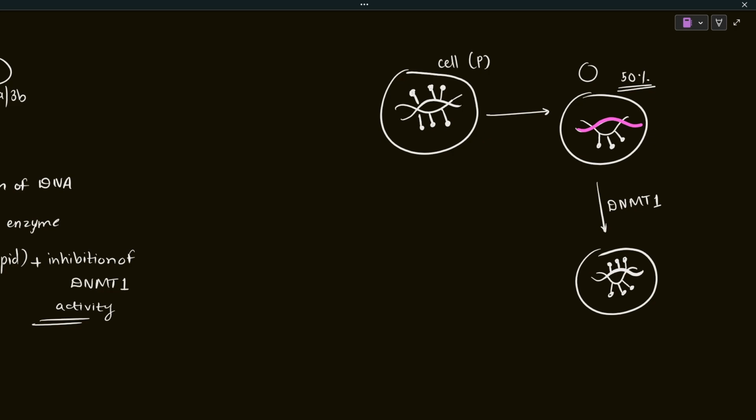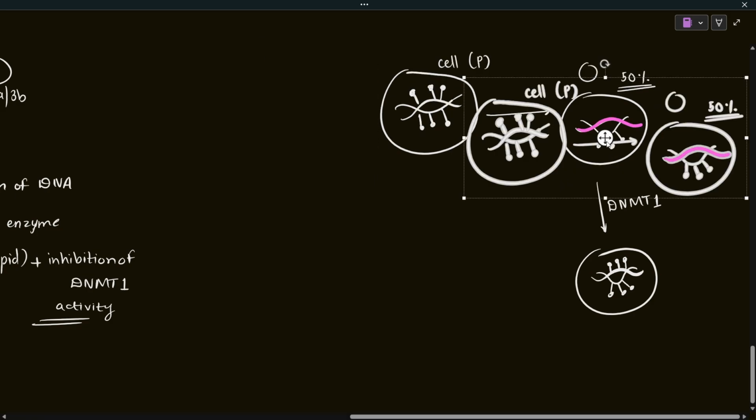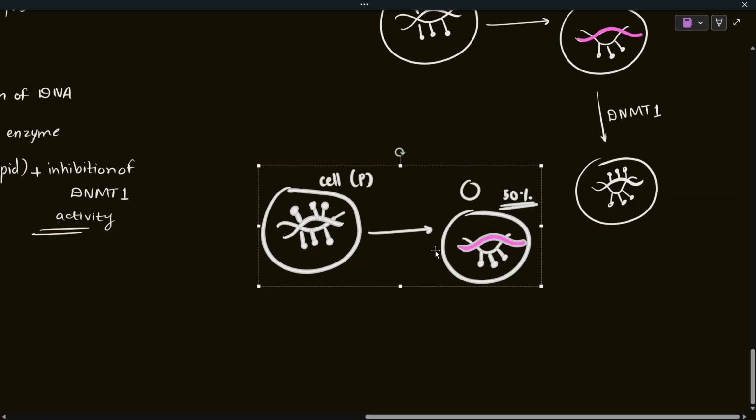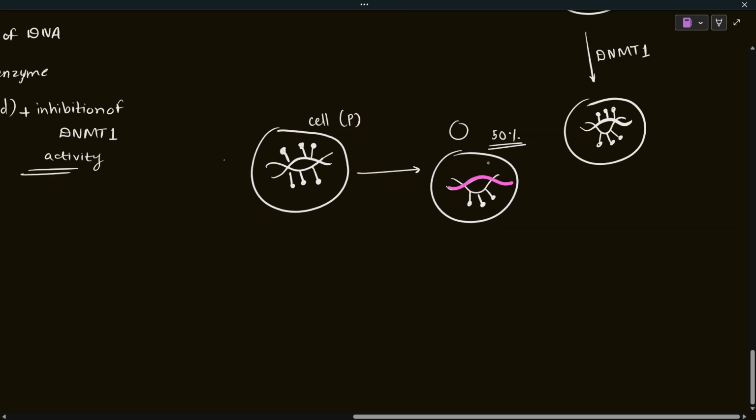But what happens if you do not let DNMT1 work? In a scenario where DNMT1 will not work, it will be something like this. Let's just copy this part. When the parent cell divides, it will form the daughter cell, and in the daughter cell, the newly synthesized strand would not have the methylation marks, because you are inhibiting the DNMT1 activity. So you are not letting DNMT1 act here.